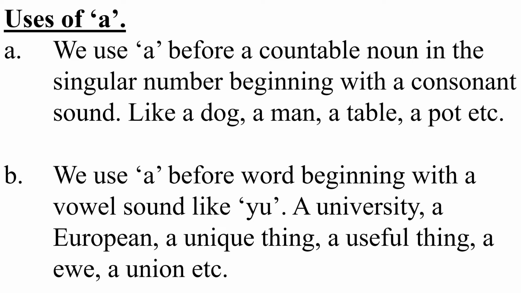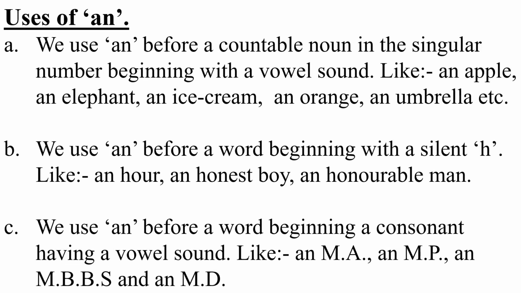Now let's move to know the uses of an. The first rule is we use an before a countable noun in the singular number beginning with a vowel sound, like an apple, an elephant, an ice cream, an orange, an umbrella, etc. The second rule is we use an before a word beginning with a silent H.